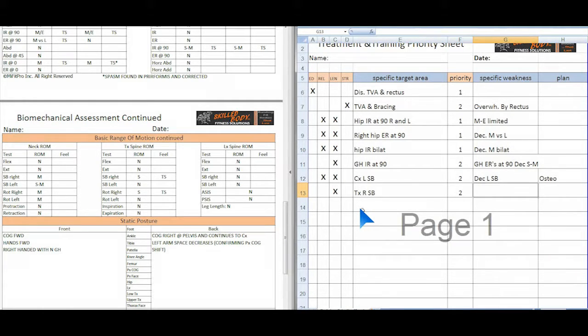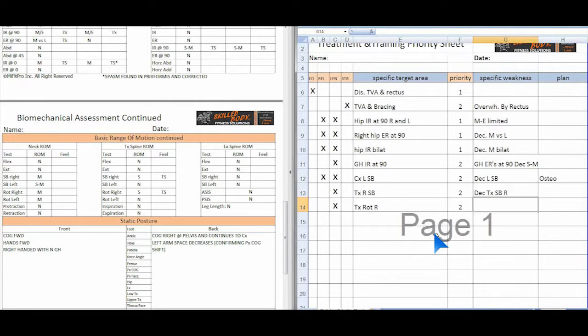right is decreased, so just simple decrease. Thoracic side bend right. And then we go to rotation, so it's the same thing as a slight decrease in right rotation. Thoracic rotation right.